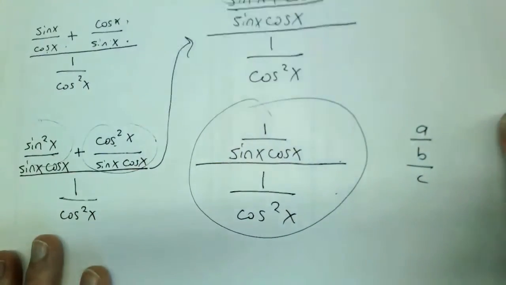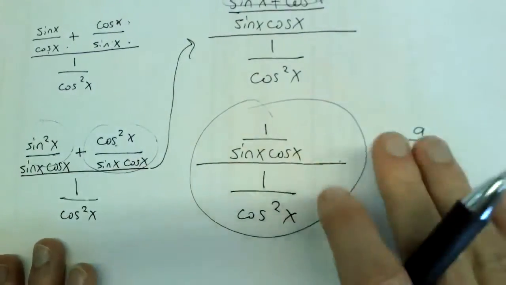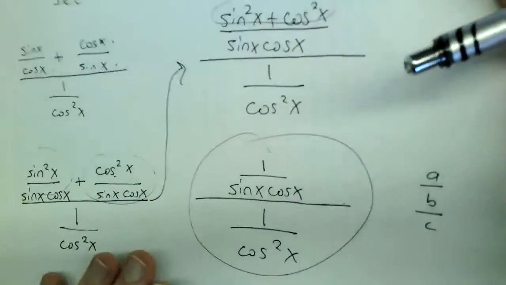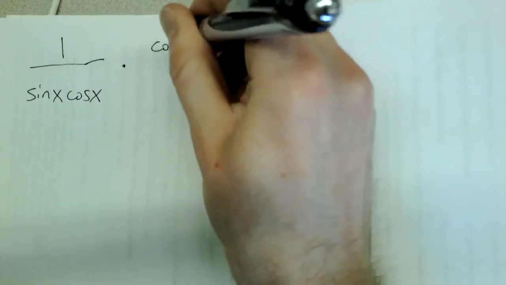Anyway, let's keep it, change it, flip it on this guy, and then we're pretty much almost there. So that's going to be 1 over, so I'm going to keep the top fraction as it is. So that's going to be 1 over sine x cosine x times, and then I flip this bottom one upside down. So that's cosine squared x over 1.